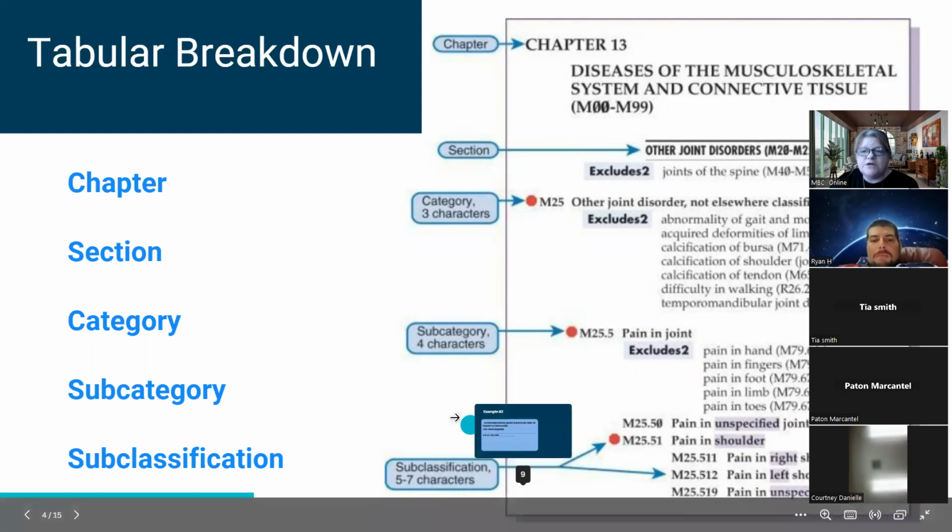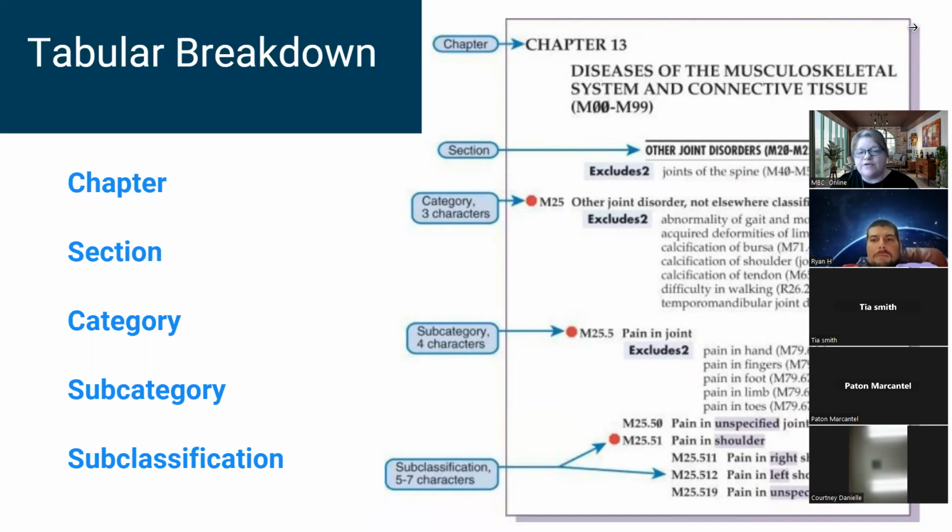Okay. So any questions on how the index or the tabular is broken down, how it indents down, category, subcategory, anything like that? So it indents down whenever there's more to the original.